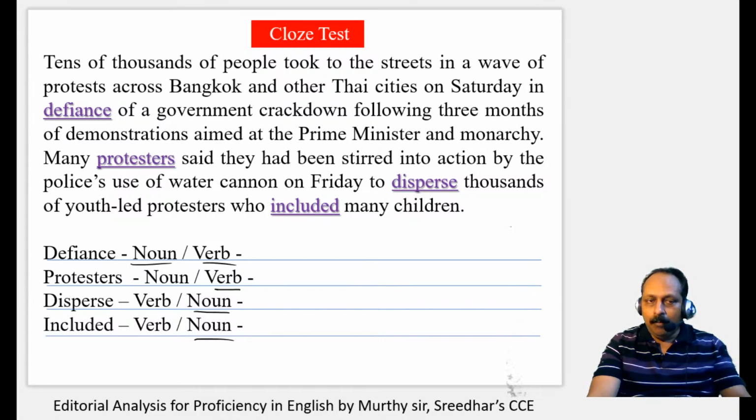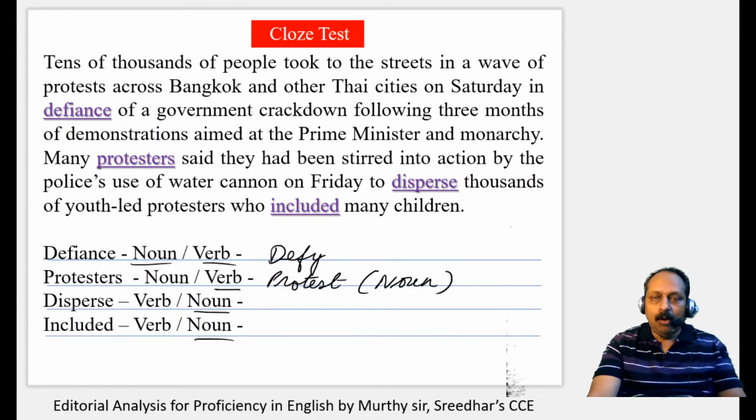What is the verb form of this word? I hope you got it. It's a new pattern. Yes, it is defy. Defy is a verb form. Go to protesters. What is a verb form? That is an easy one. Protest. Protest could be, do remember, protest could be verb. It could also be noun. Protester, noun. Protesters, noun. Protest is also the noun form. Besides, it is basically a verb, protest.